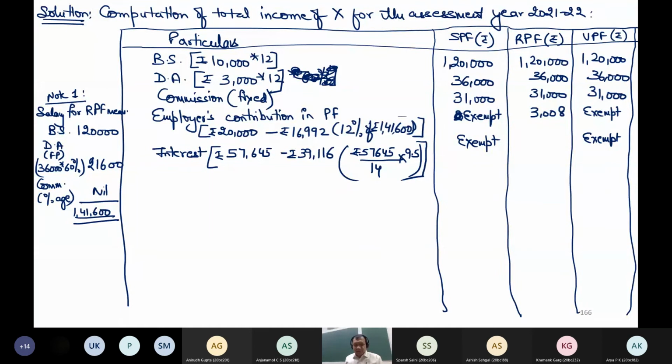So how much is taxable? 57,645 minus 39,116, the amount which is taxable is 18,529. I wish this point is clear. If not, you are free and without any hesitation you can ask me the doubt.